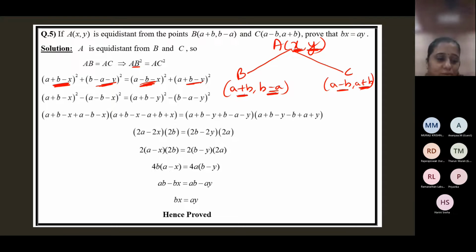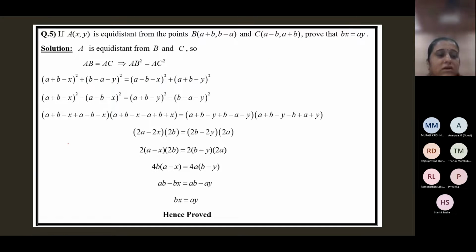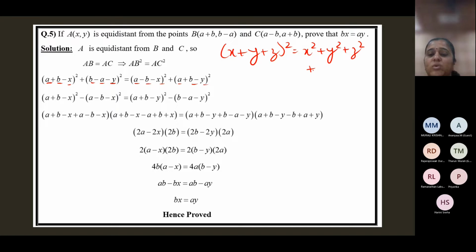Okay. Now to proceed, children, this one has A, B and X. This one has A, B and Y. Here also A, B, X, A, B, Y. If you have to expand this, you'll have to use the formula X plus Y plus Z the whole square is equal to X square plus Y square plus Z square plus 2XY plus 2YZ plus 2XZ. You can use this formula and expand. You'll have to expand all these.